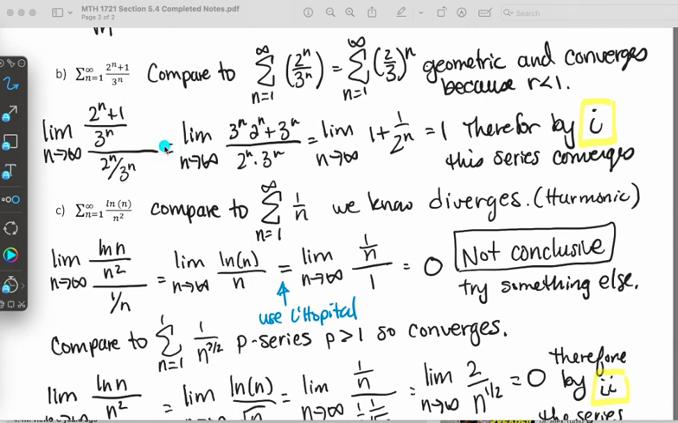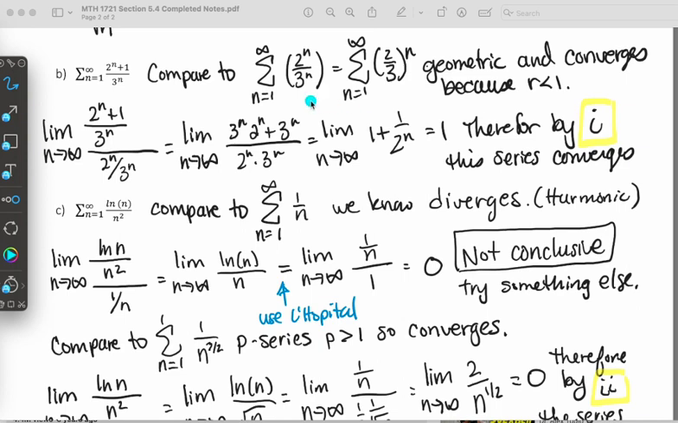Looking at the second example of the limit comparison theorem, I have the series 2 to the n plus 1 over 3 to the n. I'm going to compare this to 2 to the n over 3 to the n, which I can rewrite as 2 over 3 to the n. I'm comparing it to this because this is a geometric series, and I know when this geometric series converges or diverges. In this case, since my ratio is less than 1, I know that this series is going to converge.